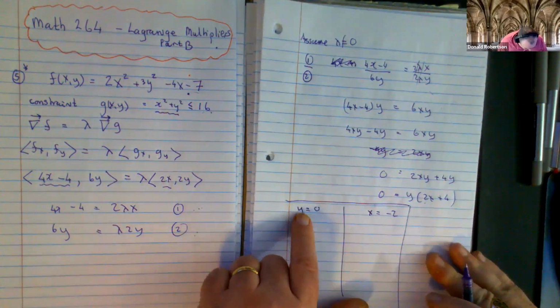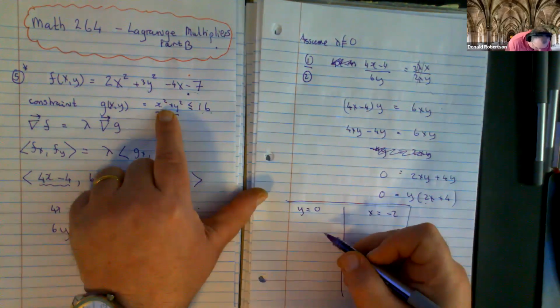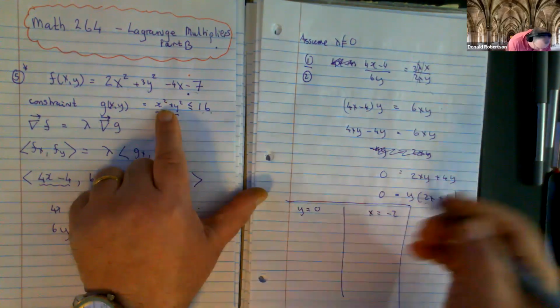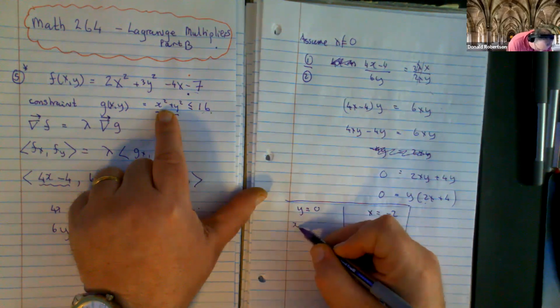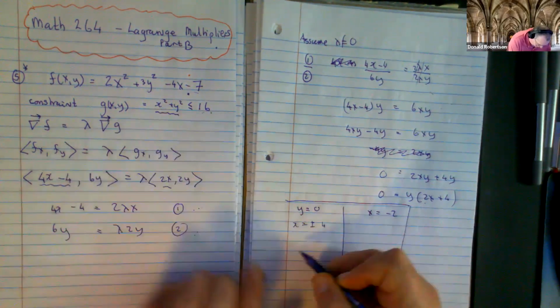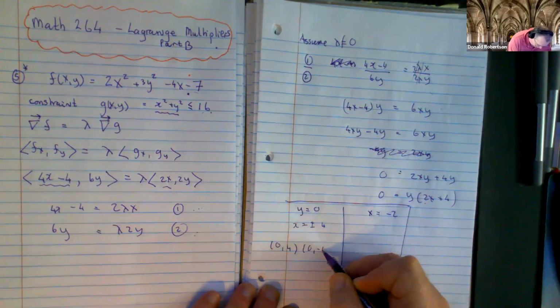Now, when y is 0, I go to the constraint function, and I find out that x squared has to be less than or equal to 16. We're only interested in the equals part. And so I get x is plus or minus 4. So that gets me (0, 4) and (0, -4).